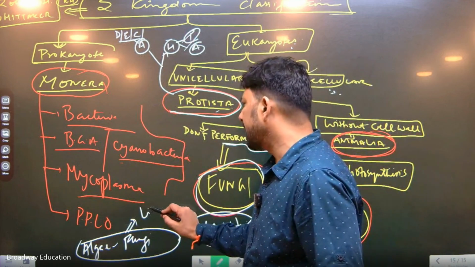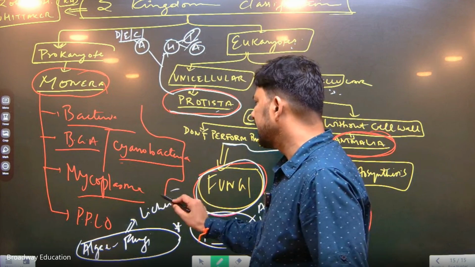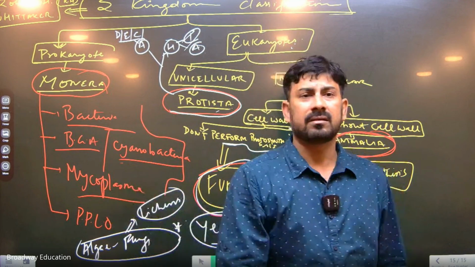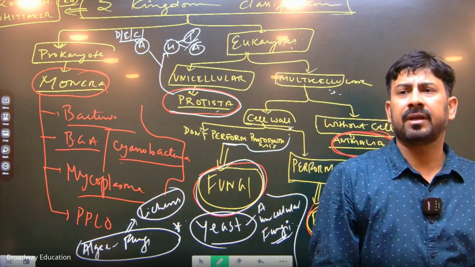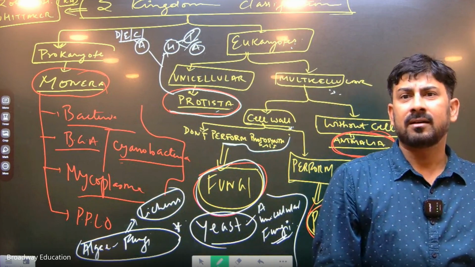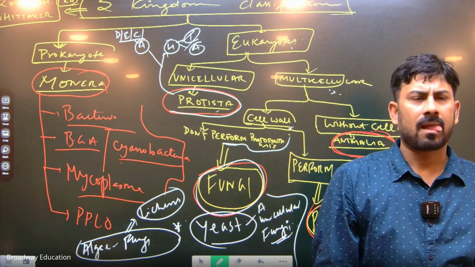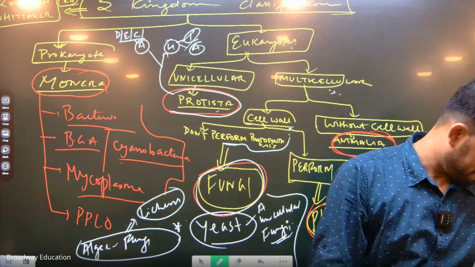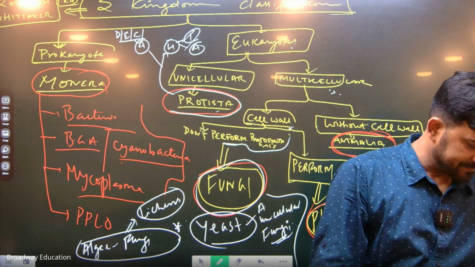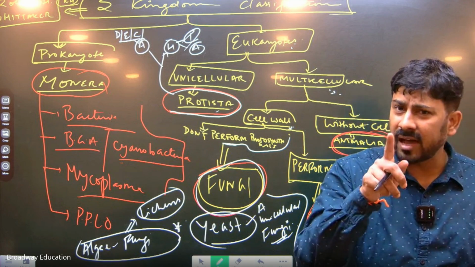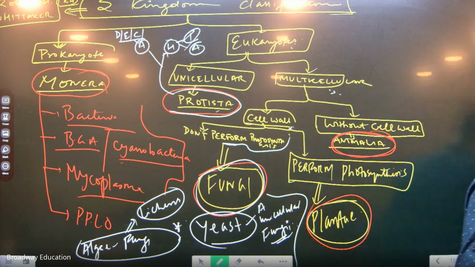And lichens are, by the way, very good. Very good. They are very good environmental pollution indicators.